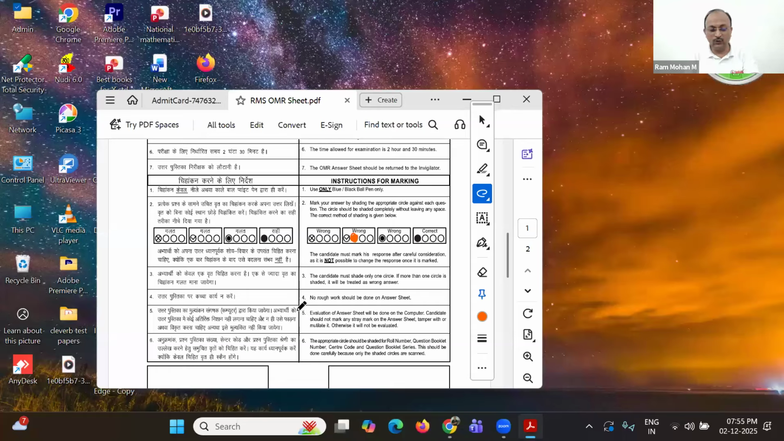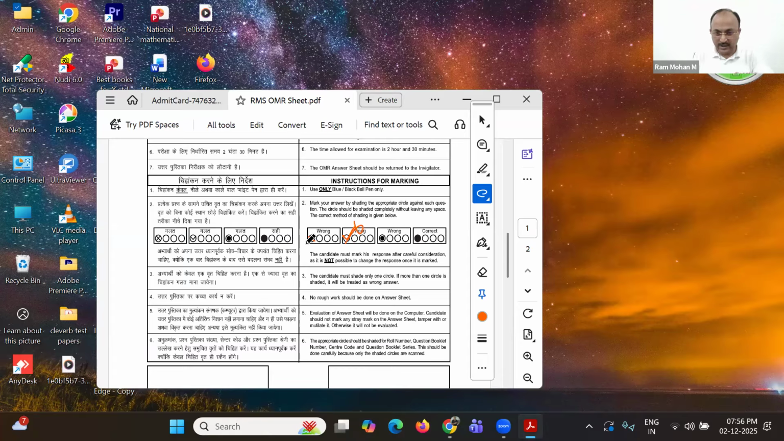Correct? No? That's why don't use any gelling. Next, mark your answer by shading the appropriate circle against each answer. That means, suppose you have a question. What is the correct way to mark? I will tell you. Not tick mark like this. If you tick mark like this, then it is wrong.